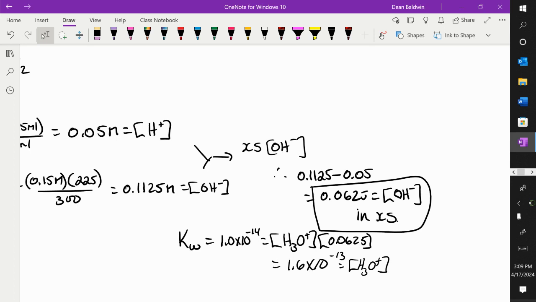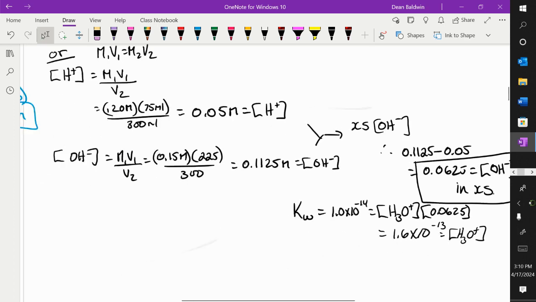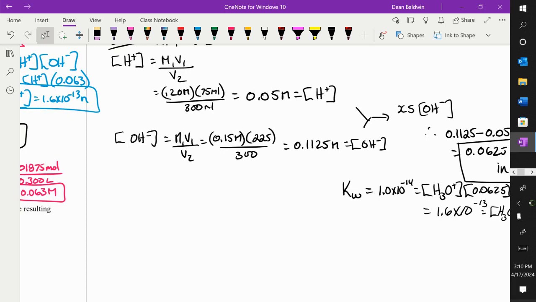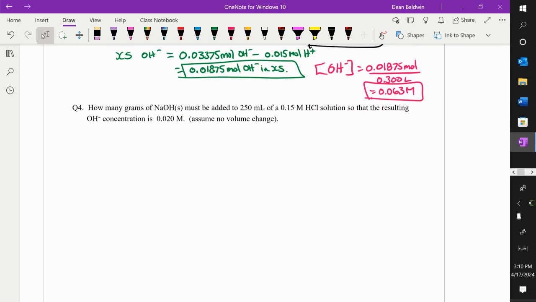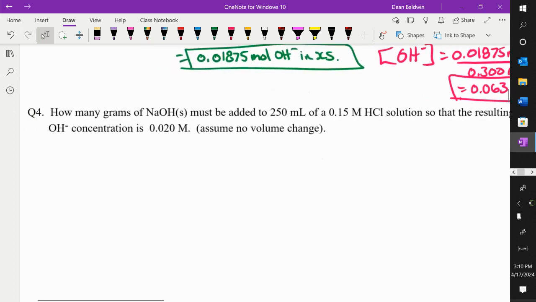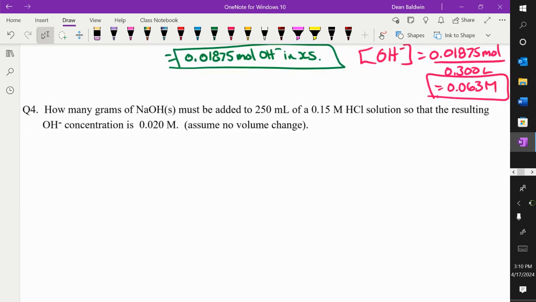All right? Now for that one, it's six of one, half a dozen of the other on the method. I prefer the moles method, but that's me. I don't care which method you use. We're going to do the last one, and I think doing the moles on the last one makes more sense to me. So, how many grams of NaOH must be added to 250 mL of a 0.15 molar HCl solution so that the resulting OH minus concentration is 0.02 molar? Assume no volume change, because NaOH is a solid.